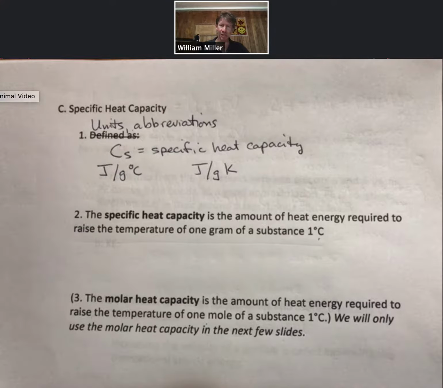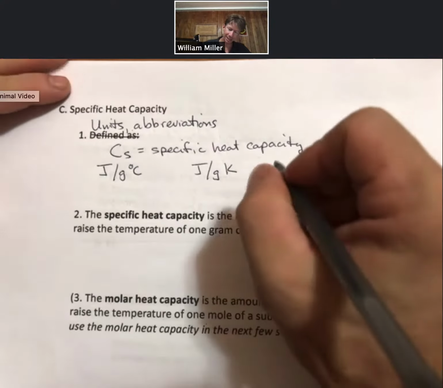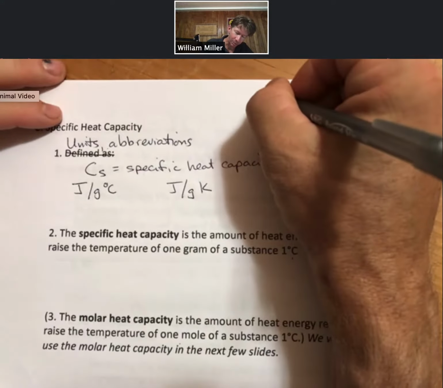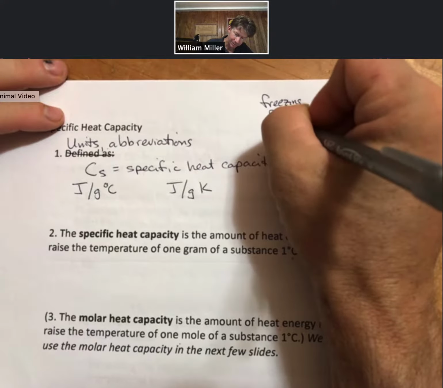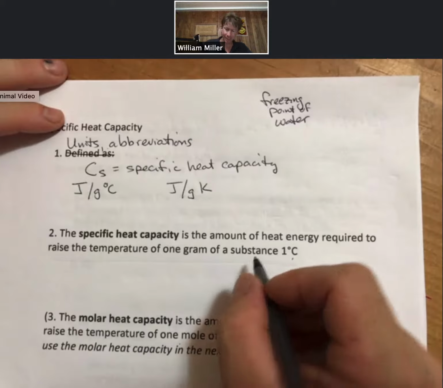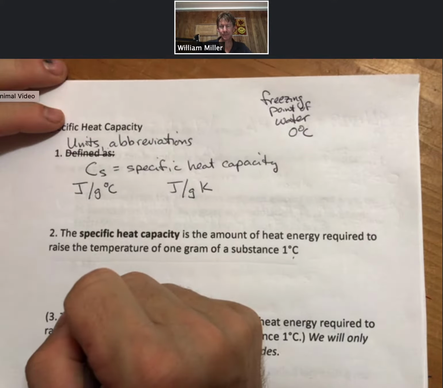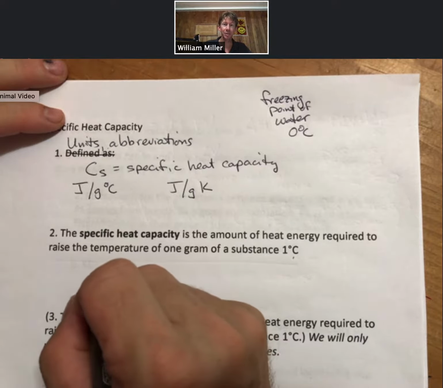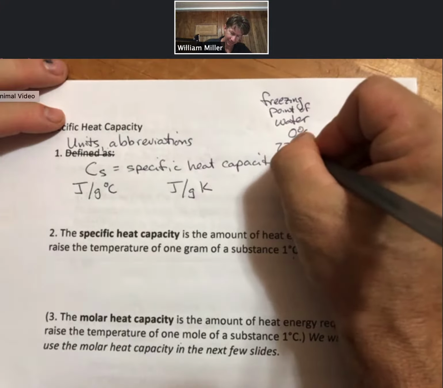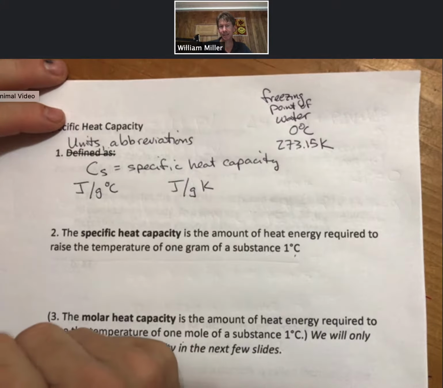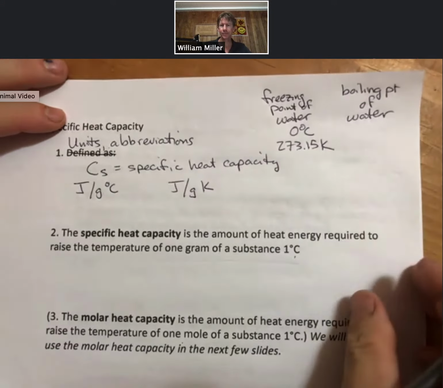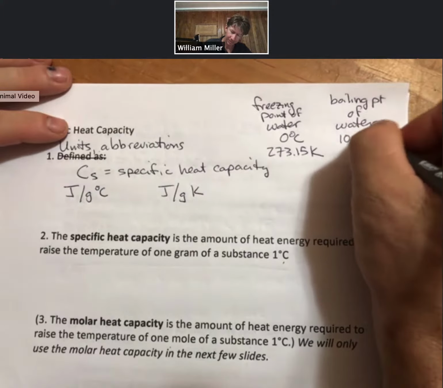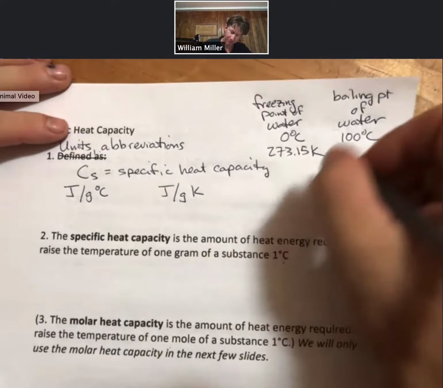Let me put that on a slightly better footing. If I take the freezing point of water in degrees Celsius, it would be 0 degrees Celsius, and the freezing point of water in Kelvin would be 273.15 Kelvin. Then the boiling point of water is 100 degrees Celsius, and in Kelvin it would be 373.15.